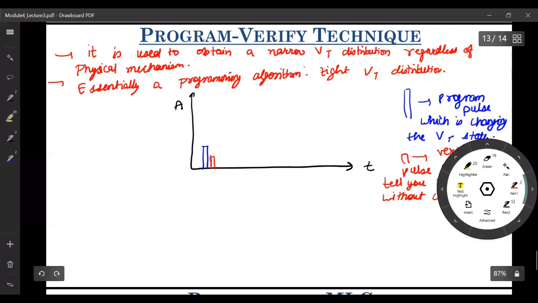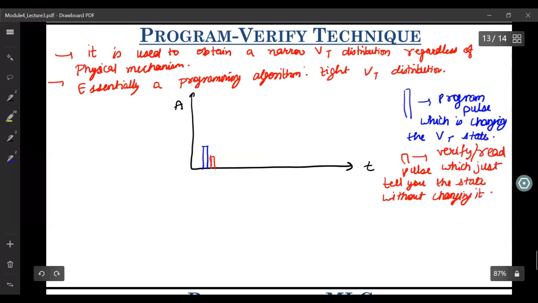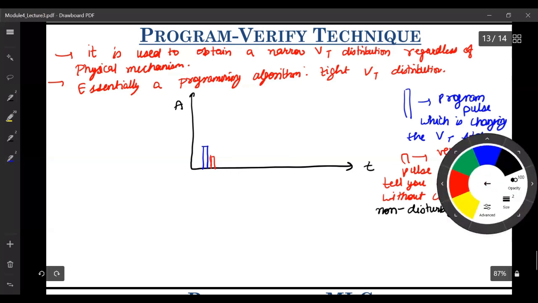So your verify pulse is very small. It's close to your read pulse. It doesn't change the memory state. It doesn't change your threshold voltage. It doesn't inject any charge into your floating gate. It doesn't lead to any change in the resistance value in case of RRAMs, the polarization value in case of FeRAMs, and all those things. So it's only the program pulse which changes your levels or states. A verify pulse or read pulse is just to read the state without disturbing it. So the verify pulse is also called a non-disturbing read pulse. It's very small in magnitude.